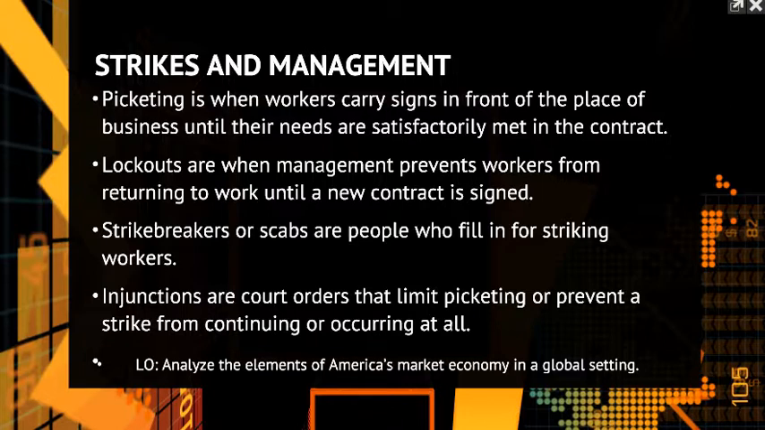Picketing is when workers carry signs in front of the place of business until their needs are satisfactorily met in the contract. Lockouts are when management prevents workers from returning to work until a new contract is signed. Strike breakers, or scabs, are people who fill in for striking workers. Injunctions are court orders that limit picketing or prevent a strike from continuing or occurring at all.